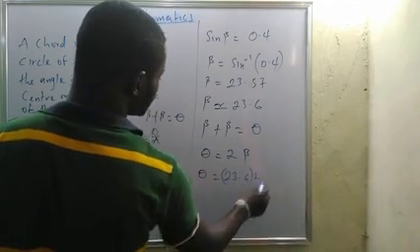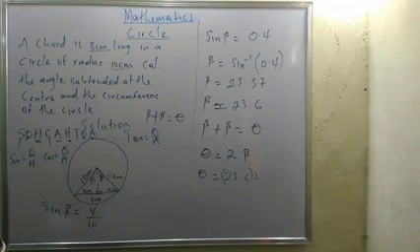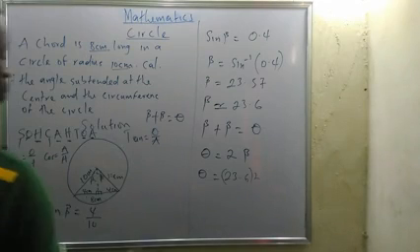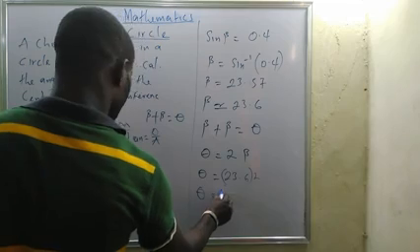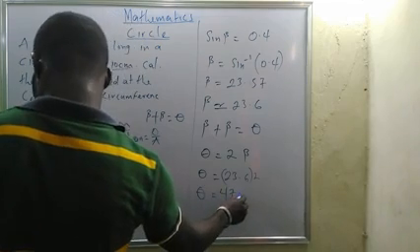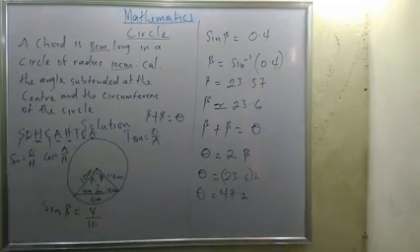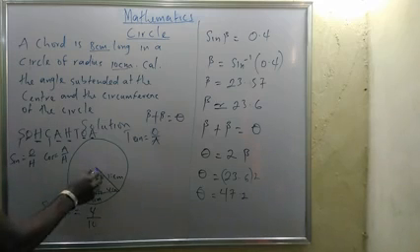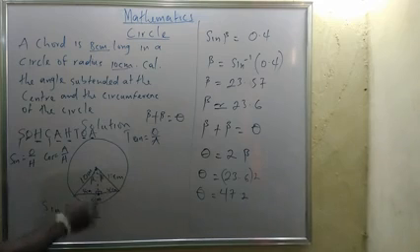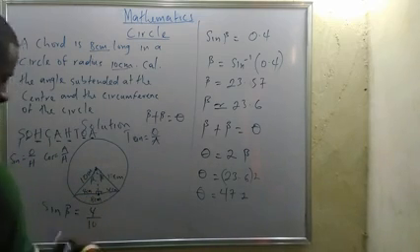23.6 bracket of 2. I can now multiply the number by what? 23.6 multiplied by 2, which is my theta, equals 47.2. It means the angle theta is equal to 47.2. If I'm asked to find the height from the center to the chord, I won't just stress myself.